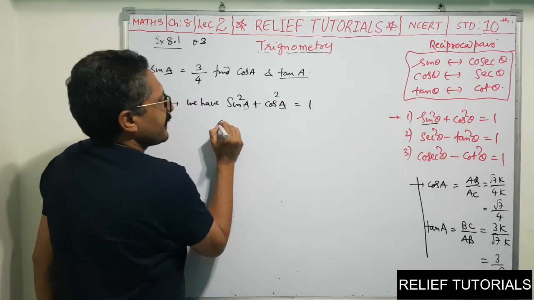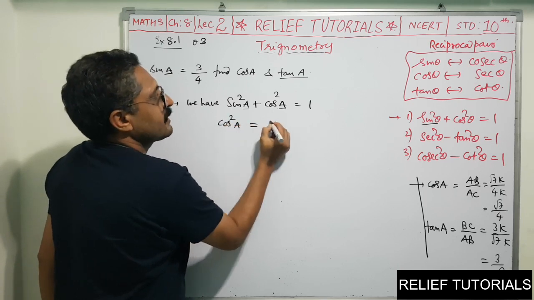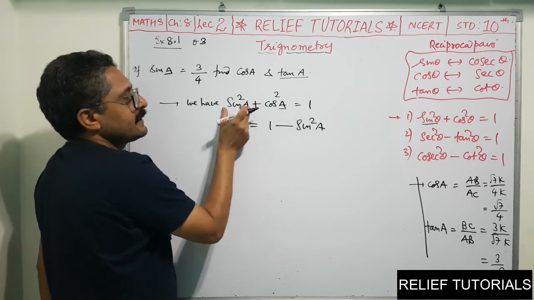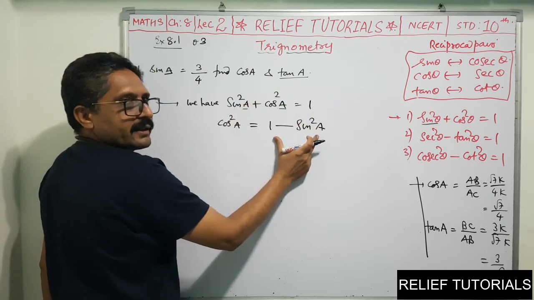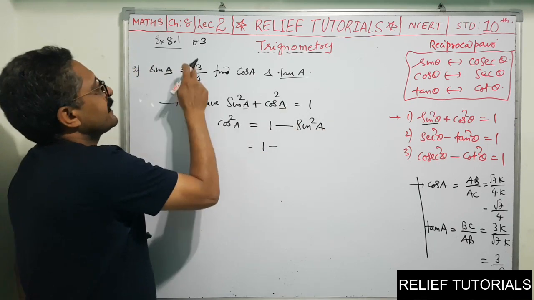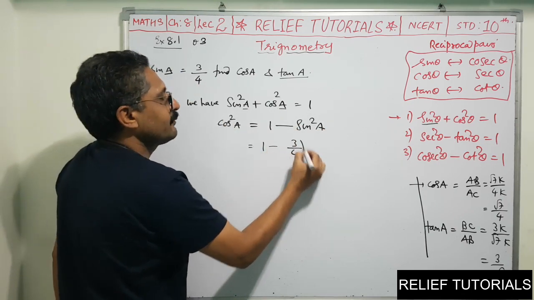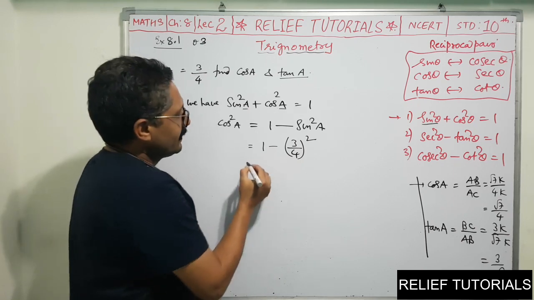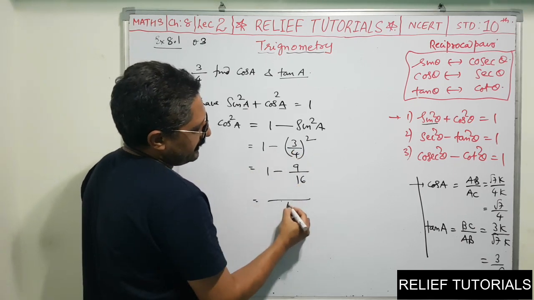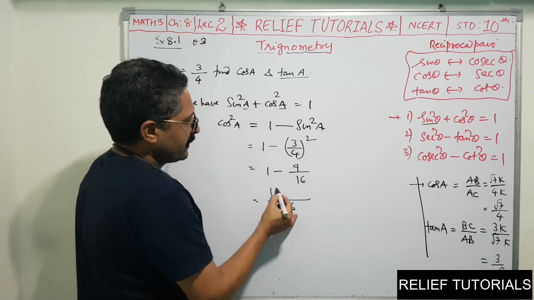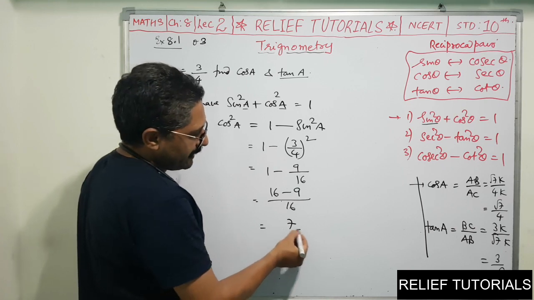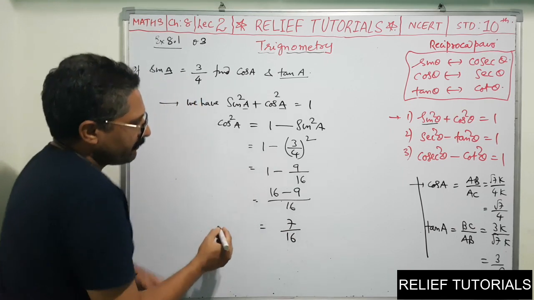So I can write here cos square A is equal to 1 minus sin square A. Sine will go on the other side, minus sin square. You have sin A, 3 by 4. So I can write here 3 by 4 the whole square. So I will get 1 minus 9 upon 16. LCM is 16. So 16 minus 9, 7 upon 16. This is the value of cos square A.